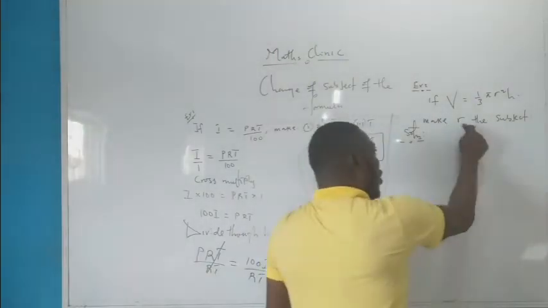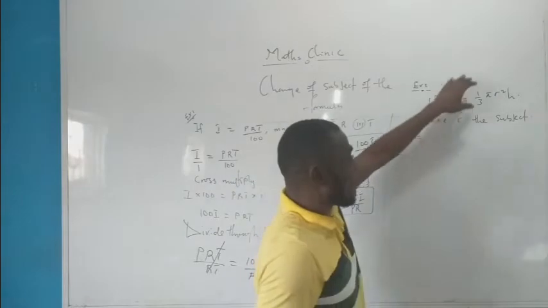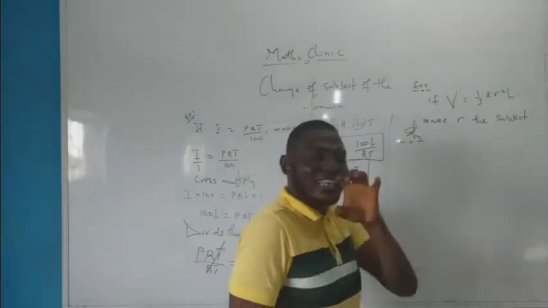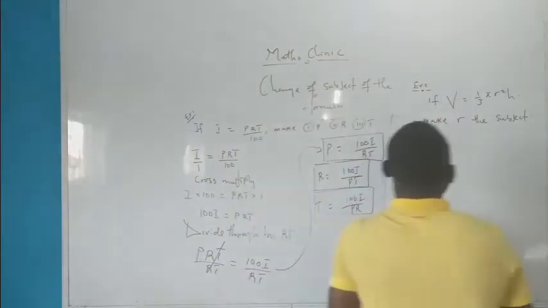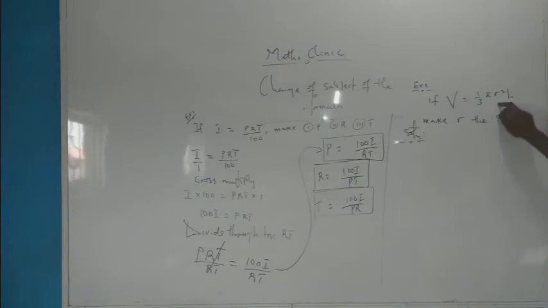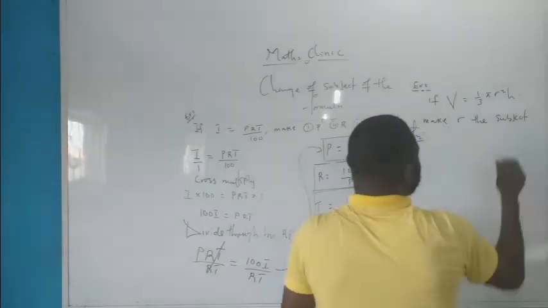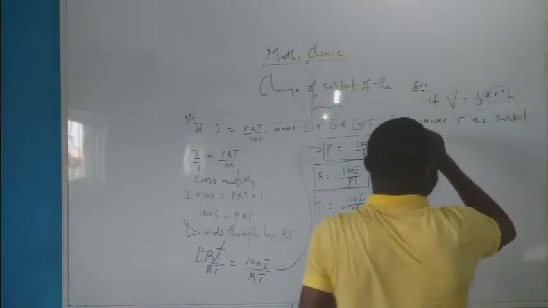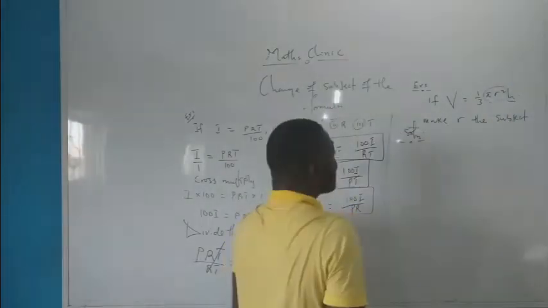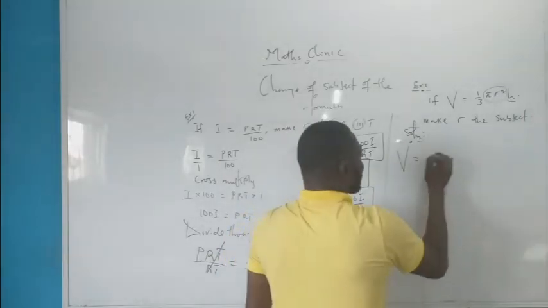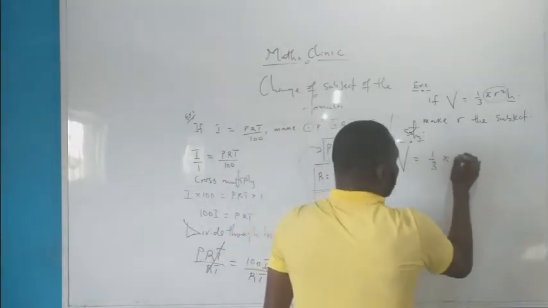This is the formula for finding the volume of the cone, which is 1 over 3 pi r squared h, where pi r squared is the base area and h is the height. So we have V equals 1 over 3 pi r squared h.